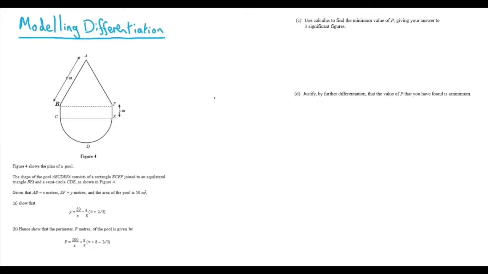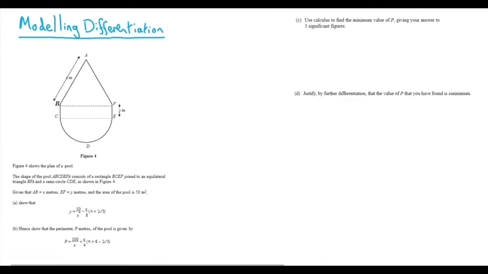For instance, in this first one, we have a diagram which apparently is showing the plan of a pool. Now, the shape consists of a rectangle in the middle, then an equilateral triangle on top, and a semicircle on the bottom. Given that AB equals x meters, that EF is y meters, and that the area of the pool in total is 50 meters squared, show that y equals 50 over x minus x over 8 times (pi plus 2 root 3) in brackets.